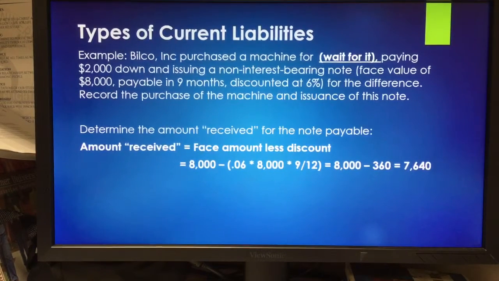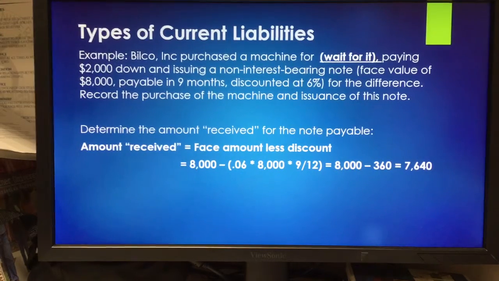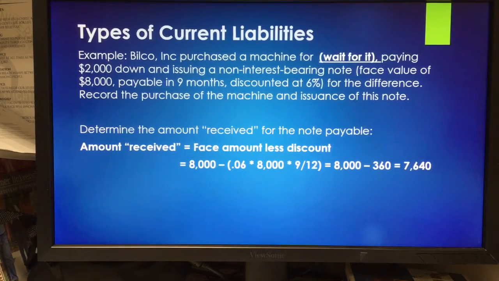The first thing we need to do is to determine the amount received for the note payable. And I put this in quotes because in this case we're not really borrowing cash, are we? We're buying a machine and we're giving up cash of $2,000, but we're also giving up this IOU, this note. But here we're not talking about receiving cash, but we are more or less receiving credit toward the purchase of this machine. The amount received equals the face amount of the note, $8,000, less the discount.